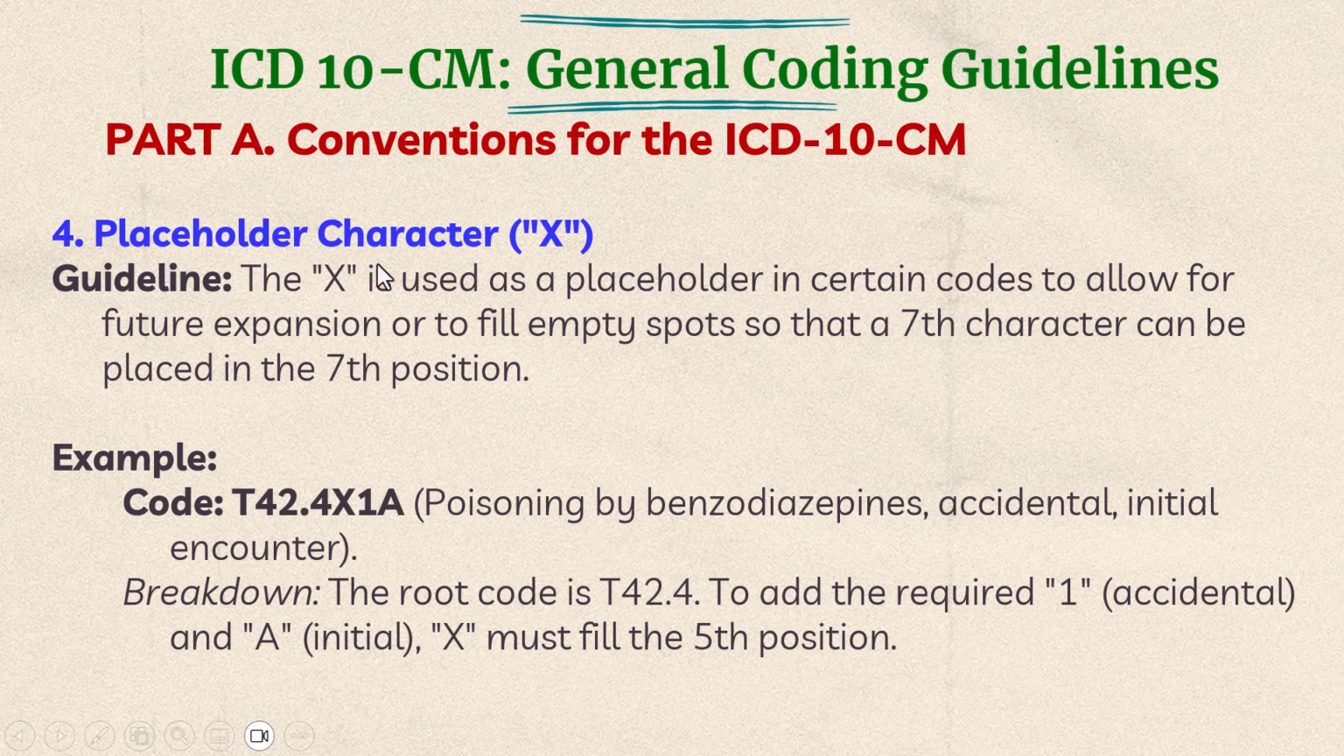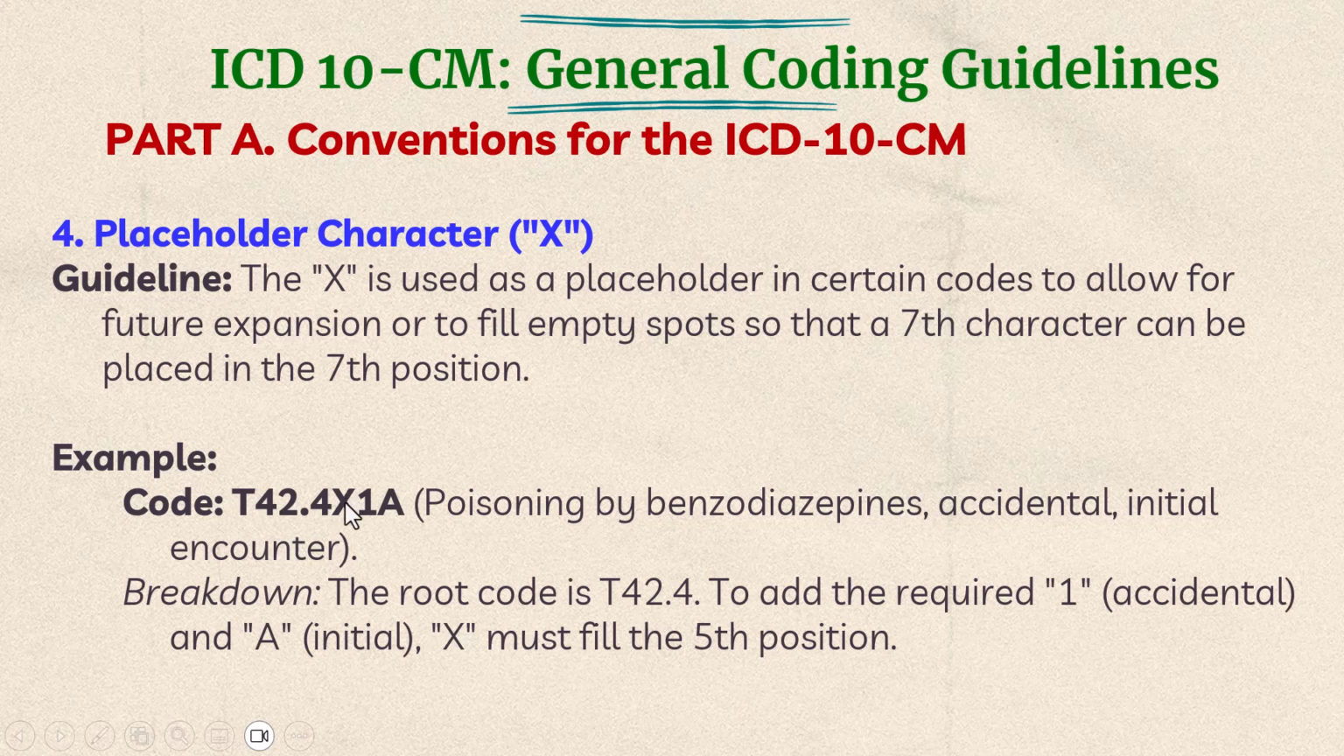Number 4, placeholder character, that is X. The X is used as the placeholder in certain codes to allow for future expansion or to fill empty spots so that the 7th character can be placed in the 7th position. For example, if you take the code T42.4X1A, this means poisoning by benzodiazepines, accidental, initial encounter. So here the root code is T42.4. To add the required 1, that is accidental, and the A, that's for the initial encounter, you must fill the fifth position because the encounter is the 7th character.